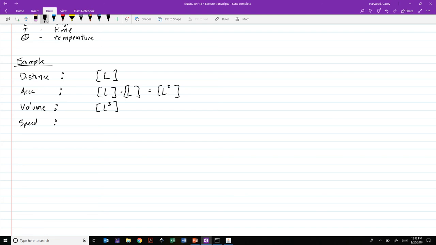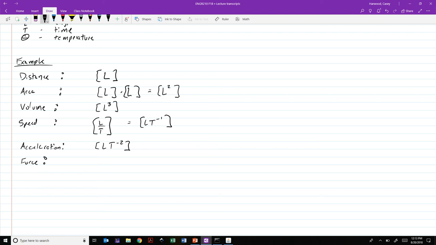What about a speed? Anyone want to hazard a guess? You've got length traveled per unit of time, or length times time to the negative one. Let's try acceleration. If you think about the units, meters per second squared, feet per second squared, it's length divided by time squared. So we end up with L, T to the negative 2.